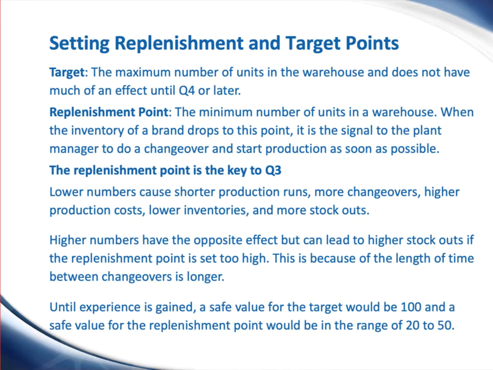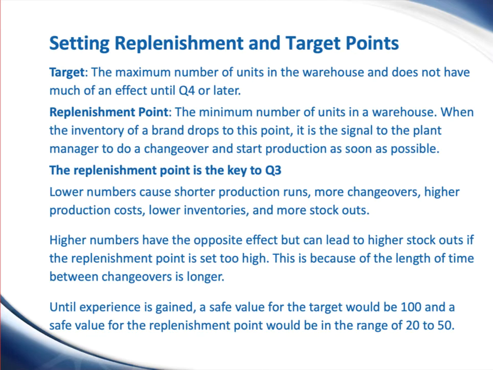Lower numbers in replenishment cause shorter production runs. That means more changeovers and higher production cost. Lower inventories and more stockouts, with all the effects that I just explained before. Higher numbers have the opposite effect. They can lead to higher stockouts if the replenishment point is set too high. This is because the length of time between changeovers is longer.